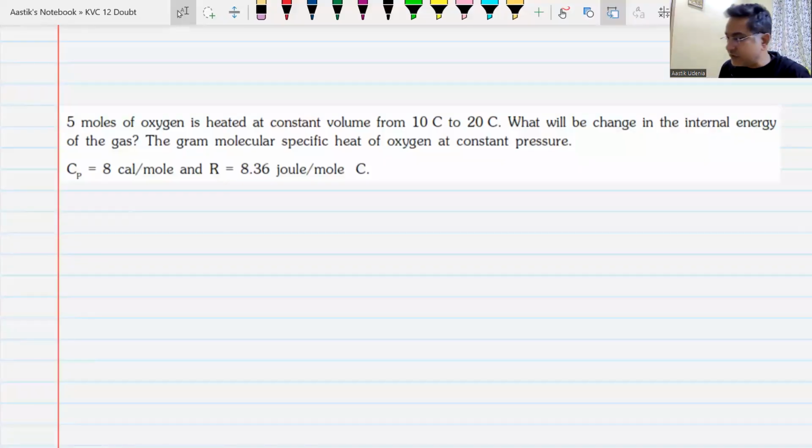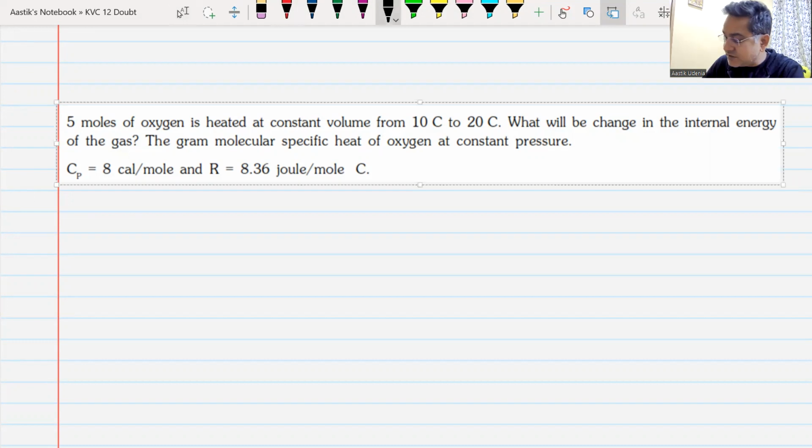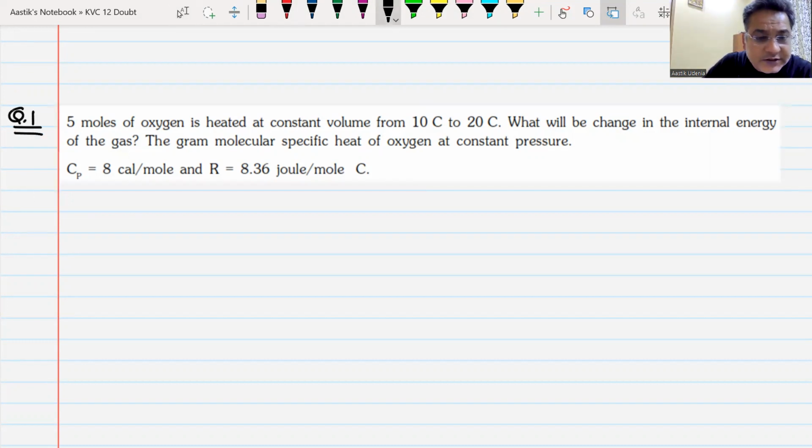So here is a question for you. Based on the process, find out the change in internal energy for this process, and I'll wait for your answers. 5 moles of oxygen is heated at constant volume from 10 degrees Celsius to 20 degrees Celsius. What will be the change in internal energy? The specific heat Cp is given as 8 calorie per mole, R is given. I think you should be able to find out.